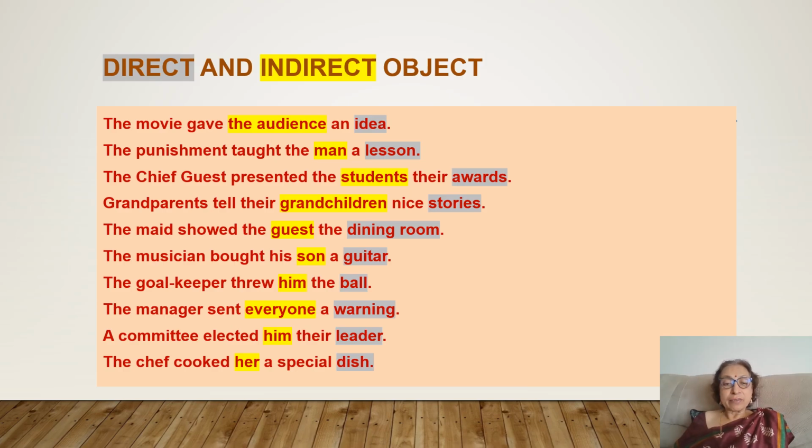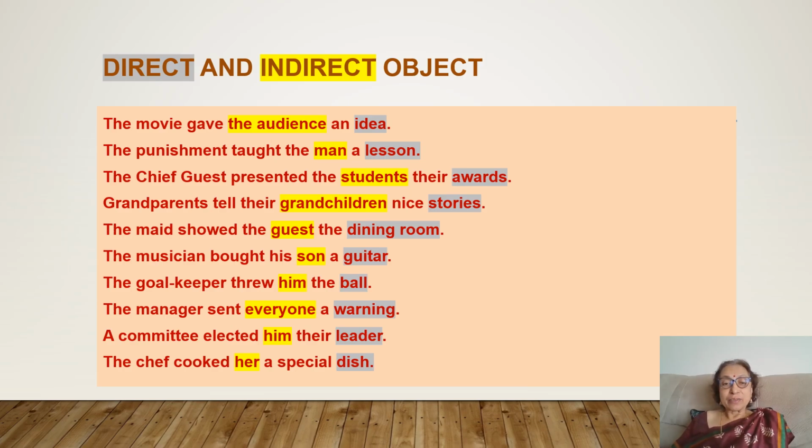Therefore, we call it indirect. The musician bought his son a guitar. "The musician bought his son": the sentence still remains incomplete, it needs some more information. "The musician bought a guitar" makes complete sense. There is no begging for, please give me some more information.